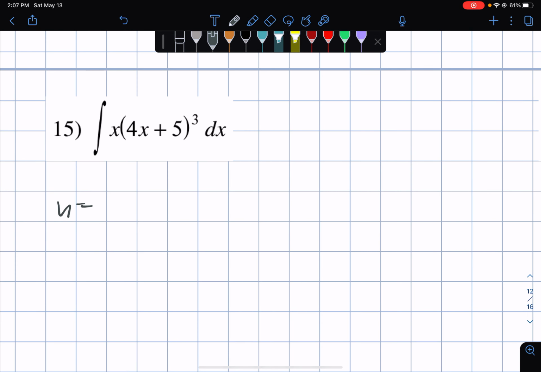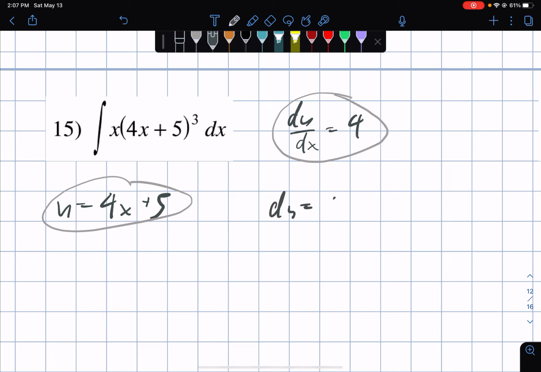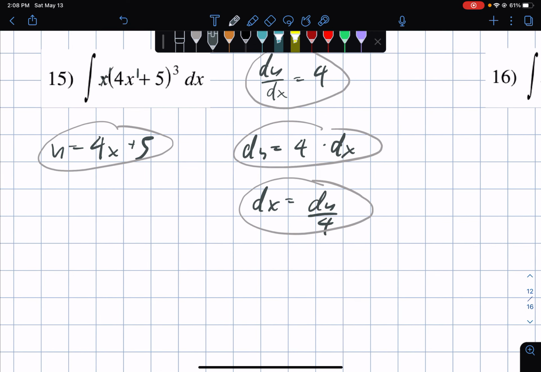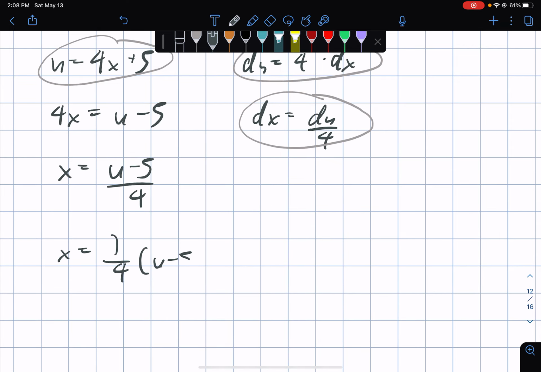Okay, 15, we have u is equal to 4x plus 5. du over dx is equal to 4. And then du is equal to 4 times dx. dx is equal to du over 4. Okay, and then because our x in u is just raised to 1, and the x outside is also raised to 1, in other words, they have the same degree. I call this kind of problem elite, because it's going to be a longer process to solve it correctly. So x is equal to u minus 5 over 4. In other words, it's going to be 1 over 4 times the quantity u minus 5.